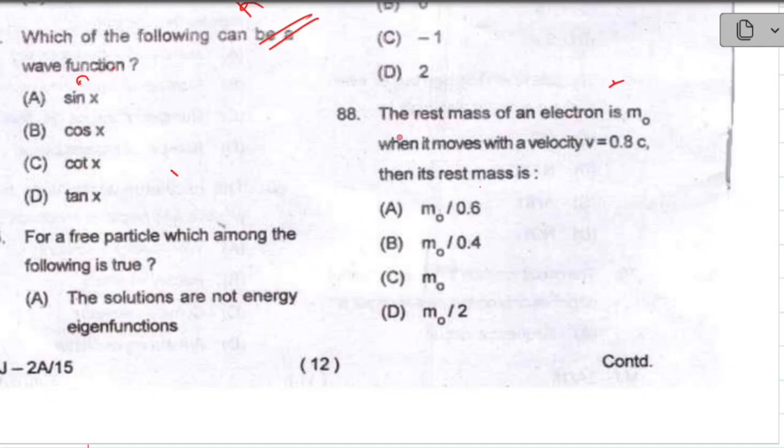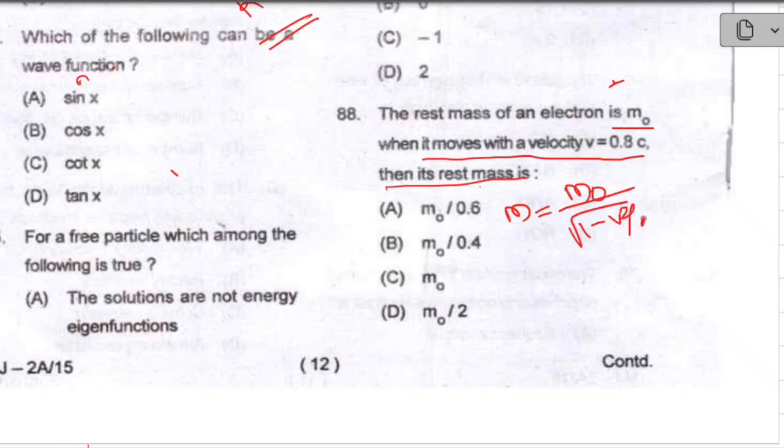Next, 88. The rest mass of an electron is m naught. When it moves with a velocity v equals 0.8 c, then its mass is? We know the mass will vary when the particle moves with a relativistic speed, and that mass is given by m naught divided by square root under 1 minus v square by c square.